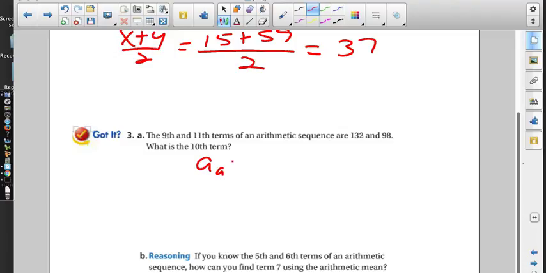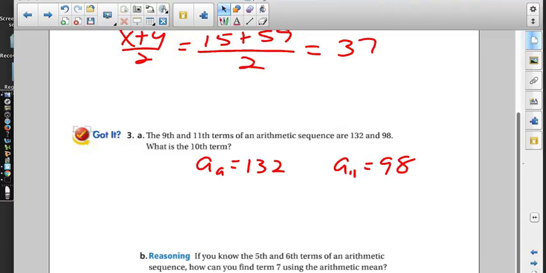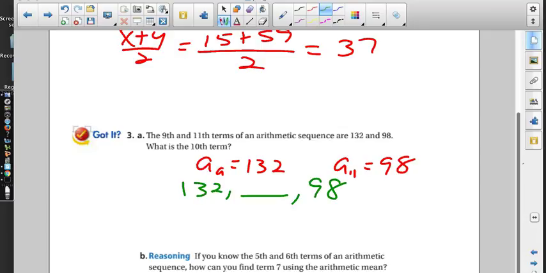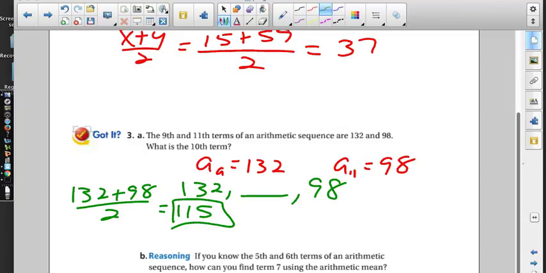Now, in your book, they're probably going to try to make this even a little bit tougher. They'll say a sub 9 is 132, and a sub 11 is 98, and then they'll say find the arithmetic mean. And what you have to realize is this is just 132, blank, 98. I mean, that's all you're doing. The arithmetic mean: add them together, and divide by 2. And then, of course, you can check that with arithmetic and make sure that 132, figure out your common difference and go through and find it.